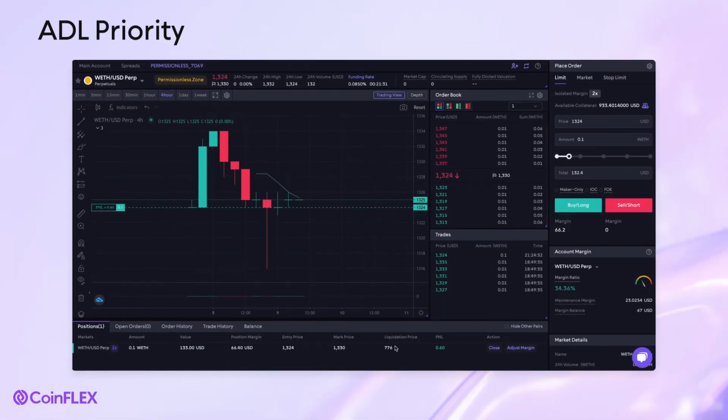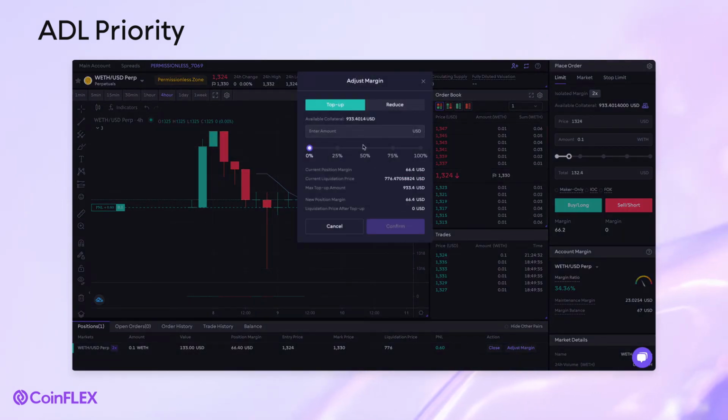ADL priority. ADL priority is our auto-deleveraging mechanism which enforces priority ranking liquidation. This means that more profitable and higher leveraged positions will be liquidated first.